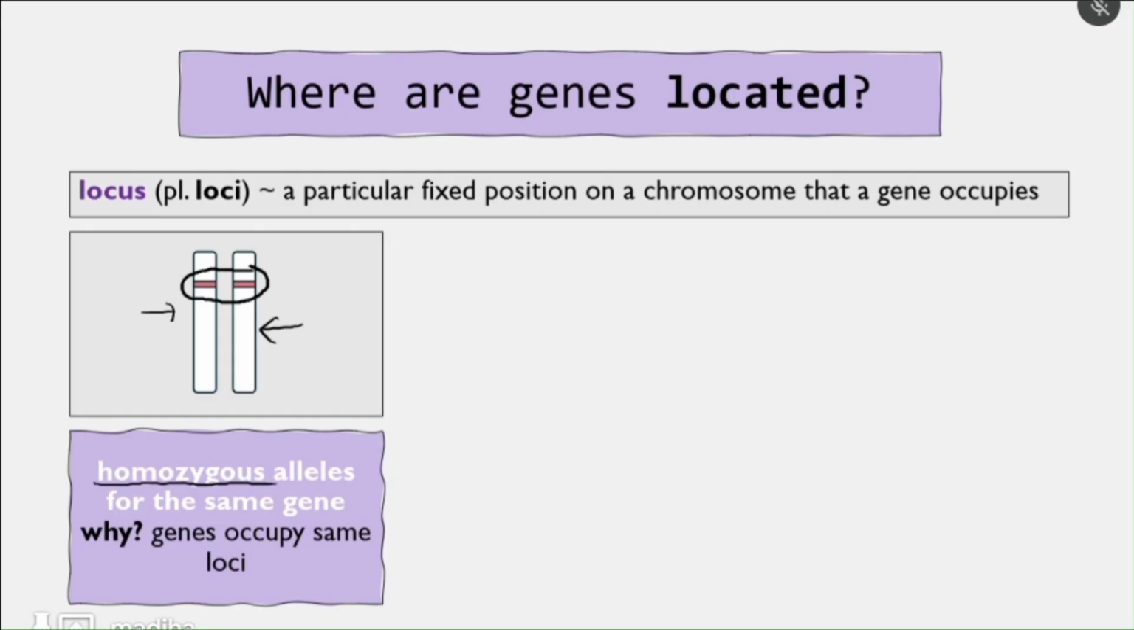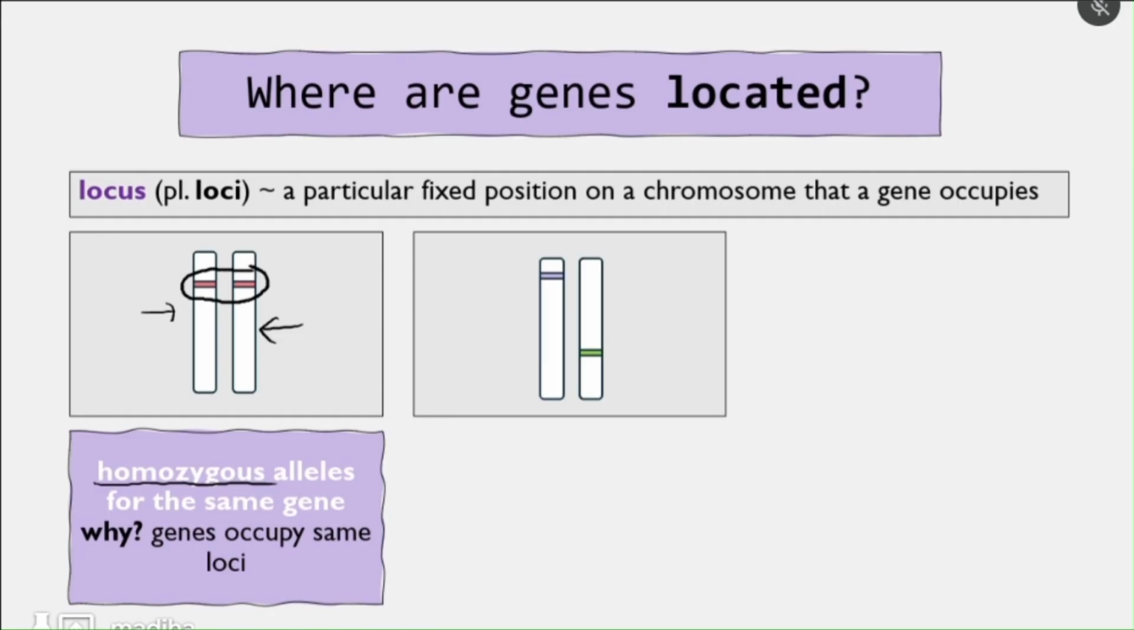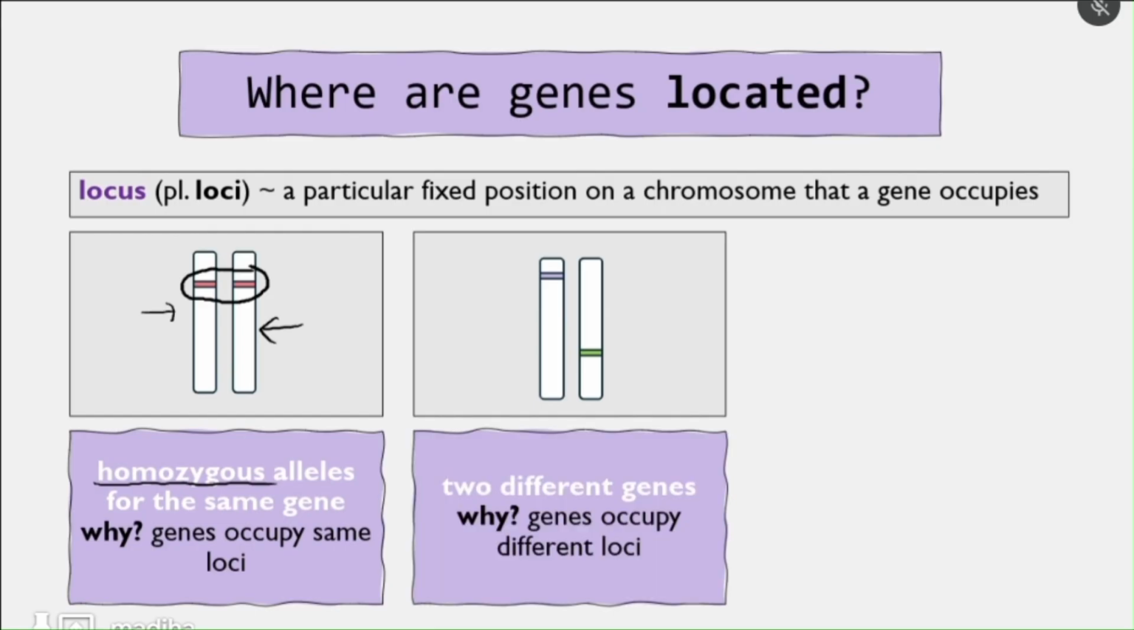How do we know this? Because the genes are occupying the same loci, they're in the same position on the chromosome. They're in line, so you know it's the same gene. And because they're the same colour, you know that they're the same allele. If I give a different example, you would know because they're at different places, they're not occupying the same loci, therefore they would be two different genes. Why? Because again, they're occupying different loci. One's up here, one's down here. Two different colours, so they're two completely different genes.